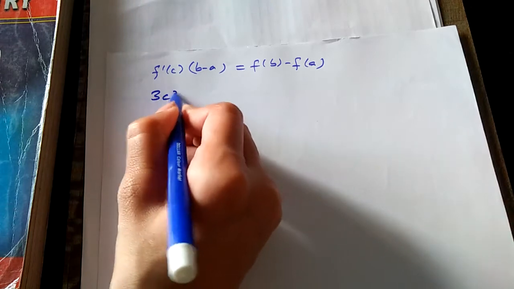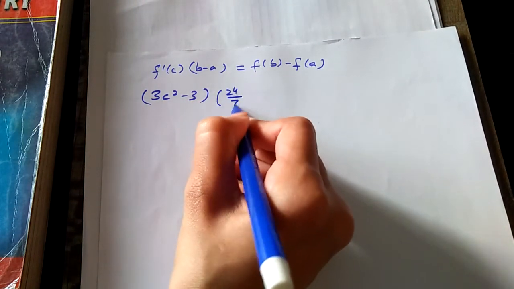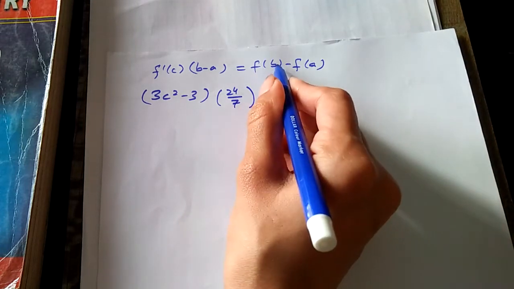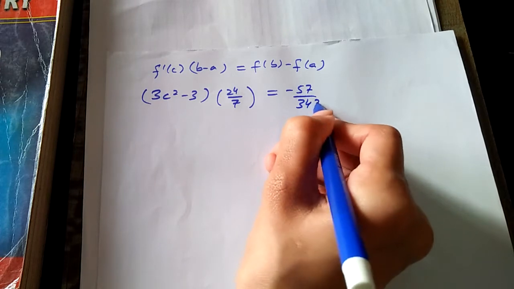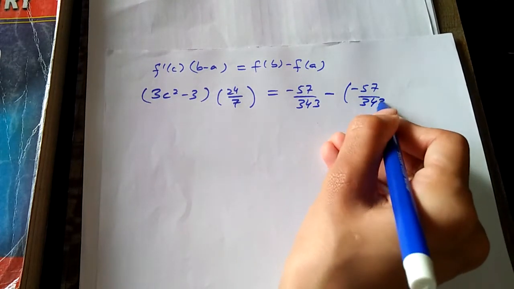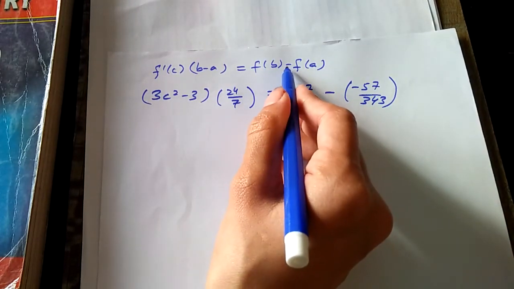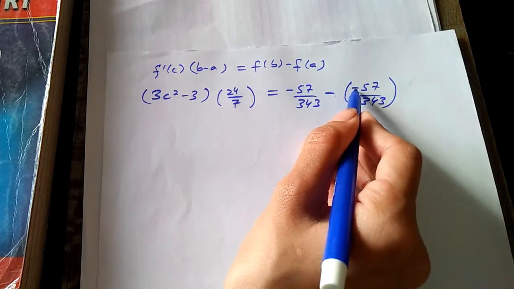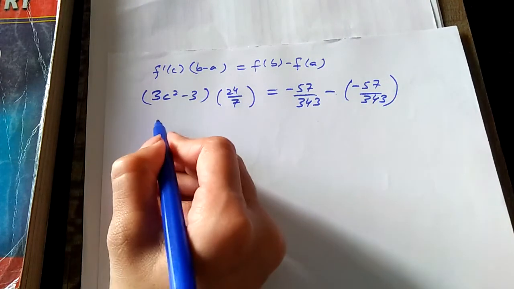So I will get 3c square minus 3 here, multiply by 24 over 7, that is equals to f of b minus f of a. F of b was minus 57 over 343, minus f of a, which is minus 57 over 343. I use the brackets because I already have a minus sign here, so this minus and this minus can be confused with each other.